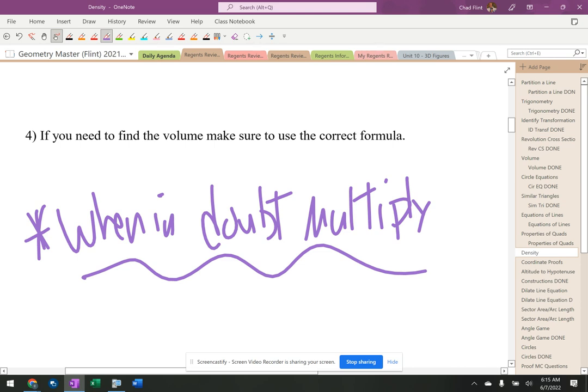So if it's asking you how much it costs, you're almost always going to multiply your volume by the dollar amount. If it says how much does it weigh, you're almost always going to multiply the volume by the weight. If it says how many gallons are there, you're almost always going to multiply the volume by the number of gallons per cubic foot or whatever. So we're going to multiply. We're only going to divide if we're absolutely sure that we can actually divide to get the problem correct.